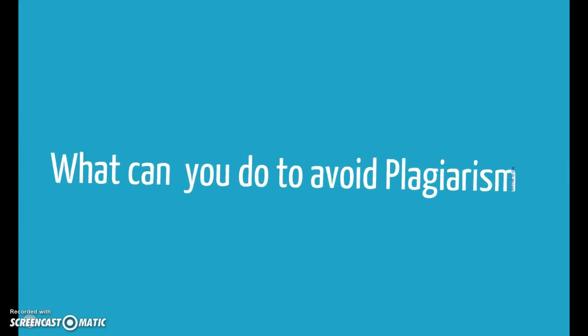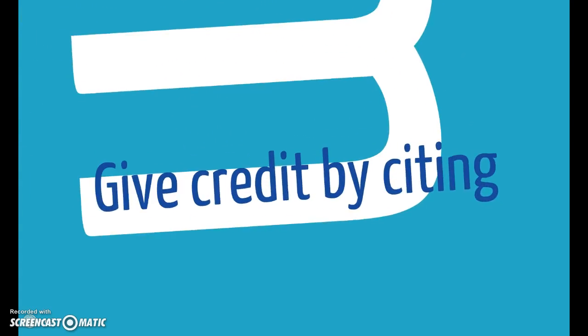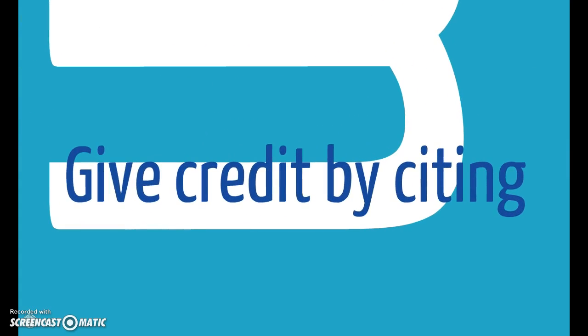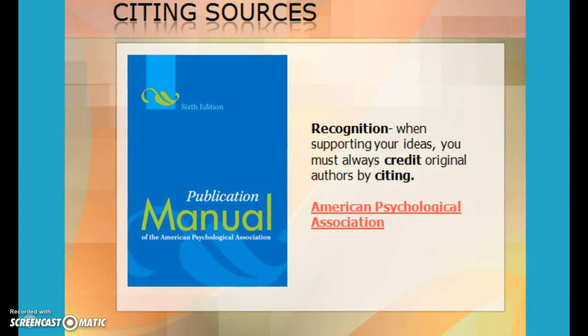So what can you do to avoid plagiarism? Give credit by citing. Here is a screenshot of the APA manual. APA, of course, stands for American Psychological Association. This is the guide that you will use to help you with your citing. And this is the latest edition, which is the 6th edition.